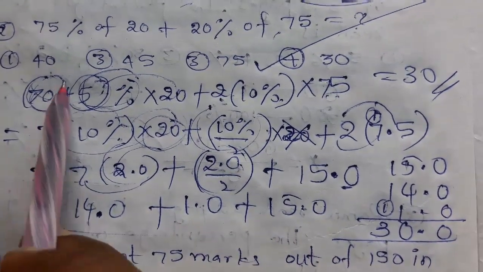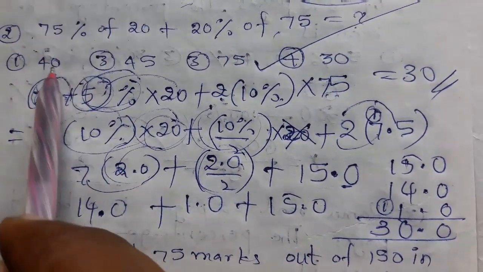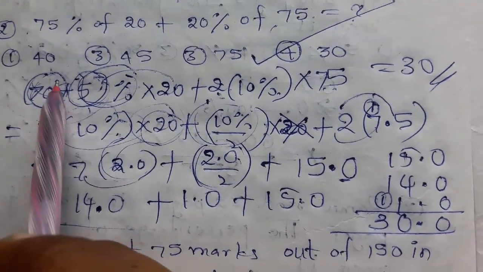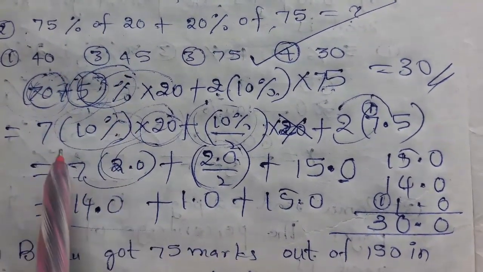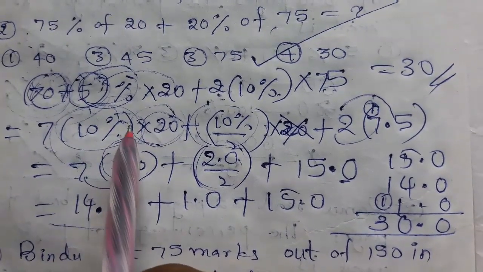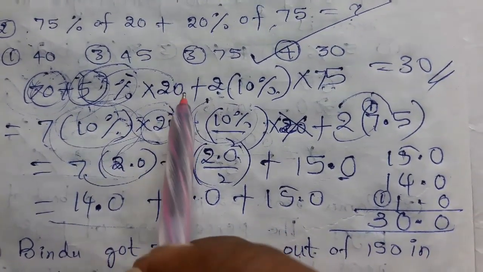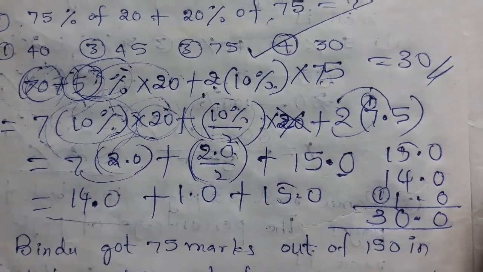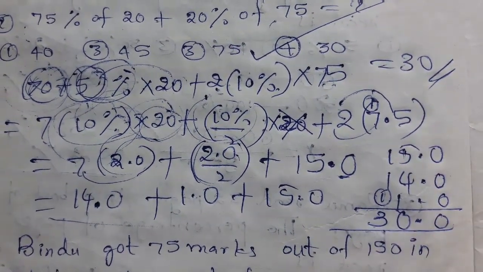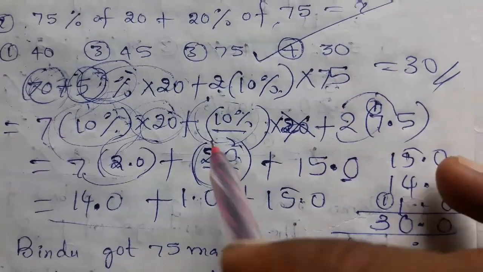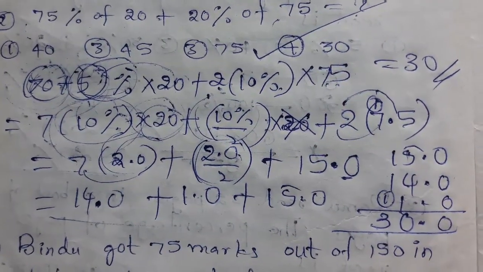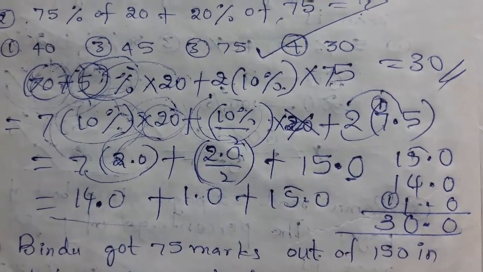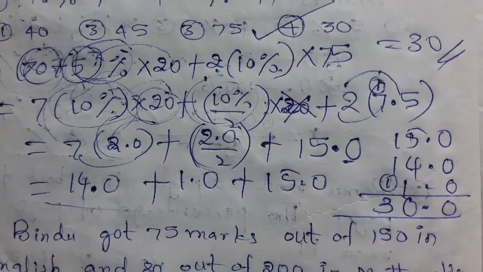Have you understood? 75% can be split as 70% plus 5%. Once again, 70% can be written as 7 into 10%. So 10% means putting a decimal point, with compulsory 1 digit after the decimal point. That is the 10%. 5% means half of 10%. Have you understood? Clear about this concept?